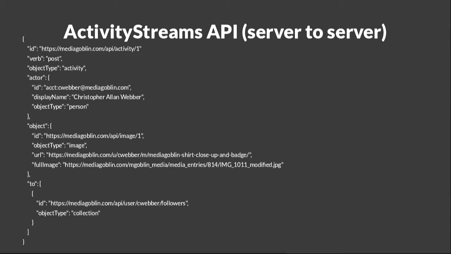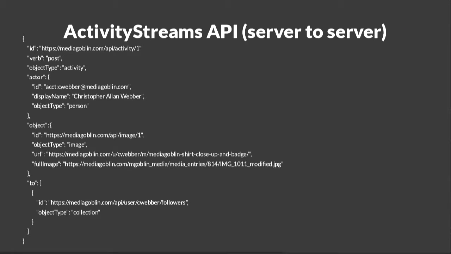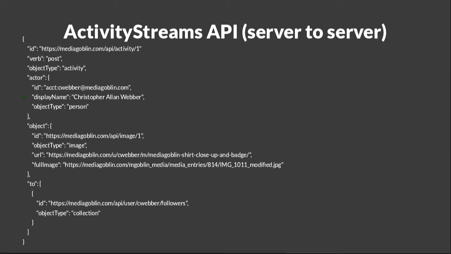This server-to-server API is done in JSON activity streams, much like the client-to-server, but here it's a little bit more verbose. Before, because it was client to server, we already knew who the client was. Here, because it's going across the internet, the servers need to be able to talk about who the client is.